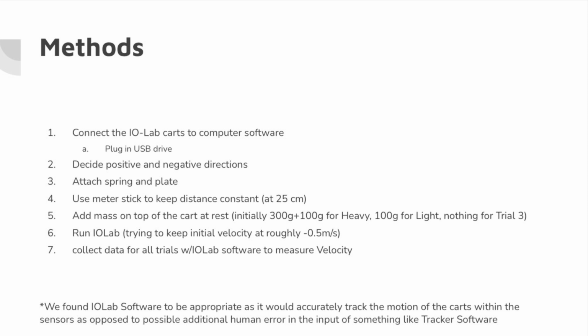The first step is to connect the IOLab carts we will be using to the software on the computer. We do this by plugging in a USB drive that makes it able to connect both carts via Bluetooth. After this, we must then decide which direction is the relative positive and negative direction for both carts, since this will be needed for when they collide.